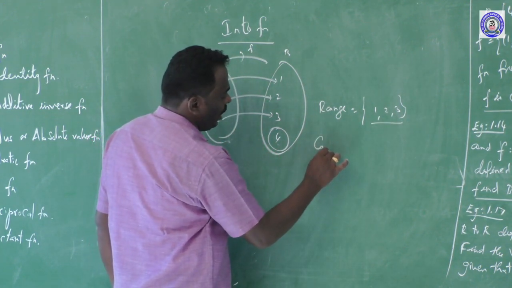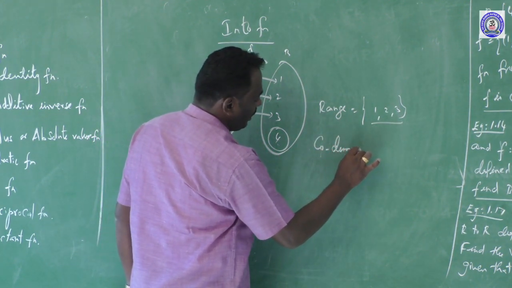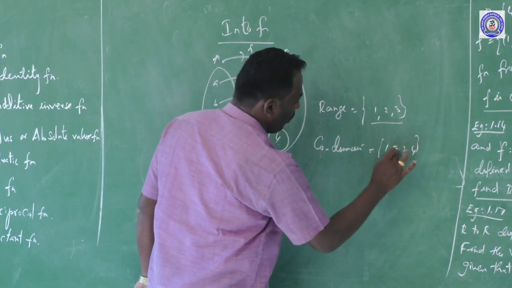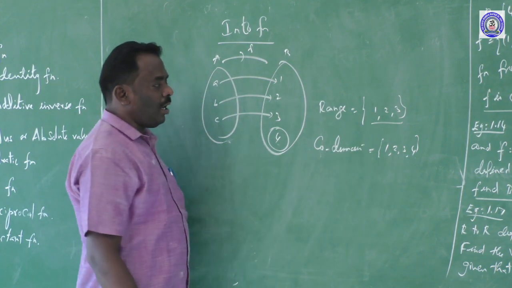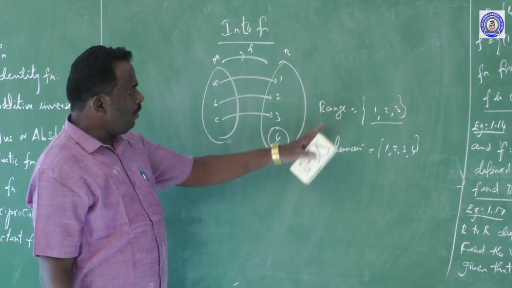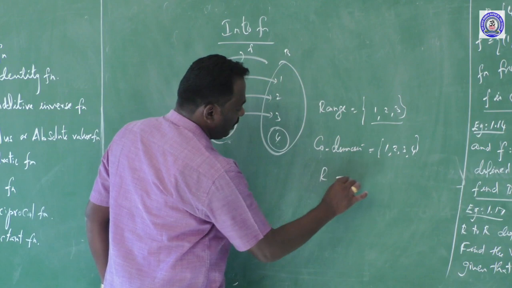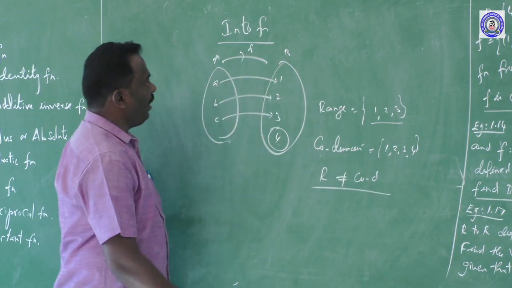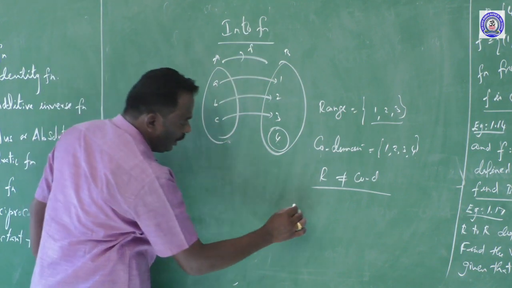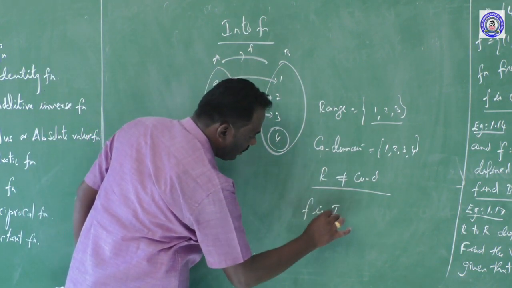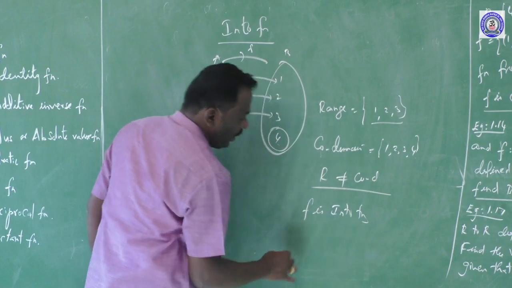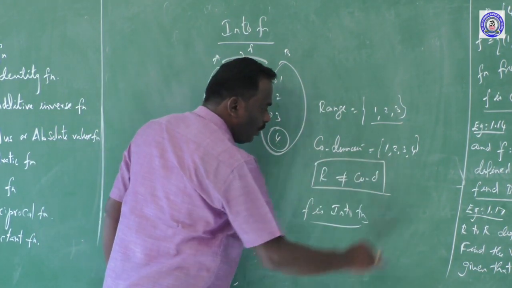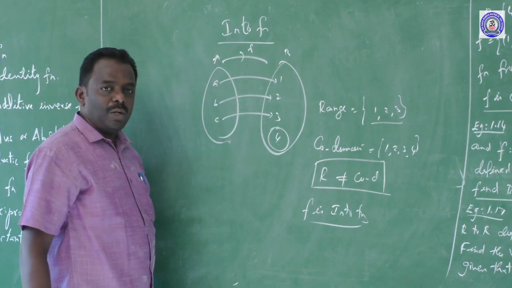But what is the codomain? The codomain is 1, 2, 3, 4. Now we compare: the range is not equal to the codomain. Therefore, if the range is not equal to the codomain, the function is called an into function. When the codomain is not equal to the range, we say it is an into function.